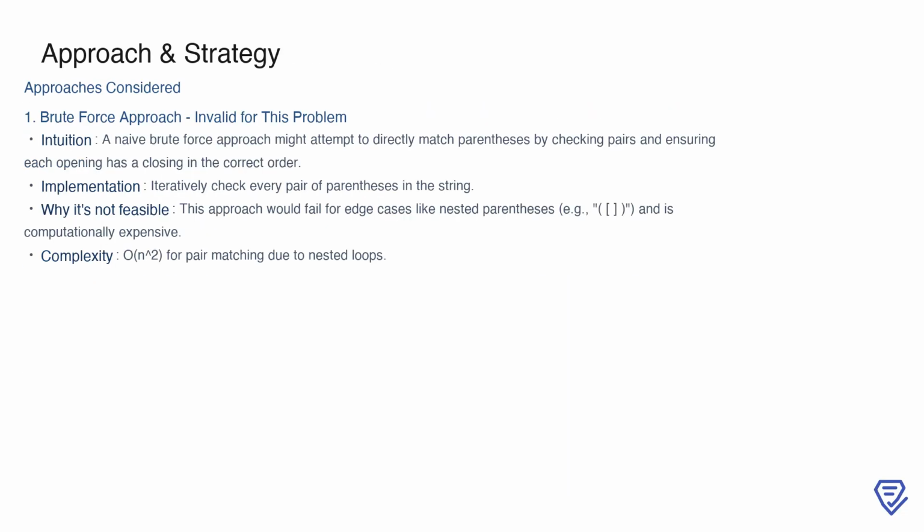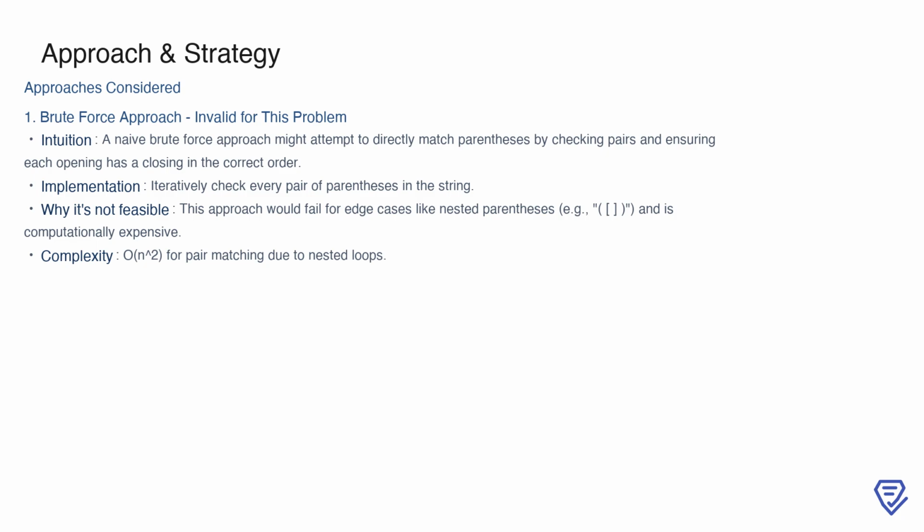To begin solving the valid parentheses problem, one possible approach to consider is a brute force method. The intuition here is to directly match each pair of parentheses by iterating through the string and ensuring that every opening parenthesis has a corresponding closing parenthesis in the correct order. While this may seem reasonable at first glance, it quickly falls apart for complex cases, such as nested parentheses.